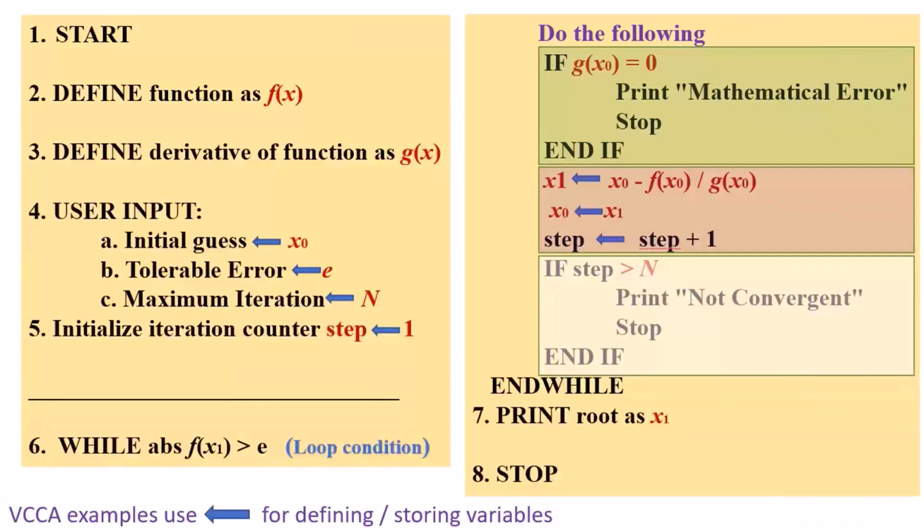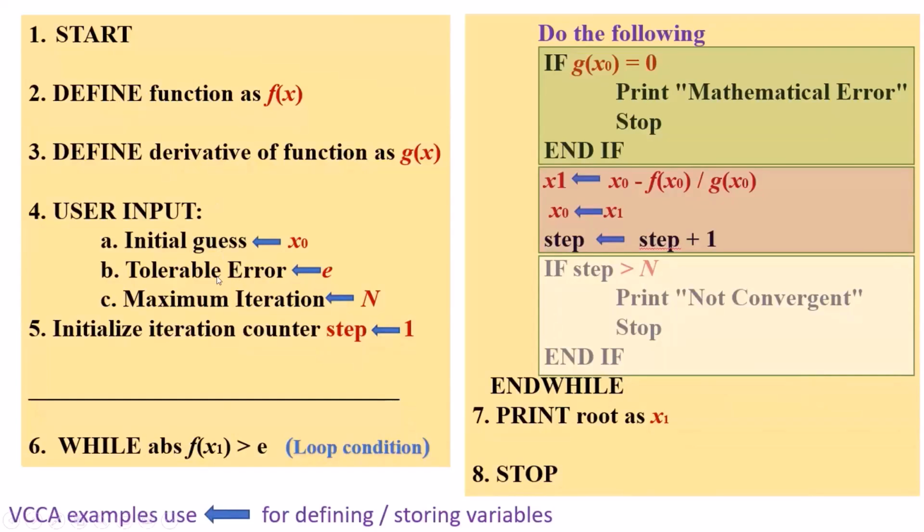So this is the code we are going to use to explain Newton's method. We start. The first thing is I need a function, so I define the function as f(x). You see DEFINE is capitalized there. The next thing I need is to define the derivative, which I'm defining as g(x). Then you require a user input, and the user is going to tell you what initial value they are selecting.